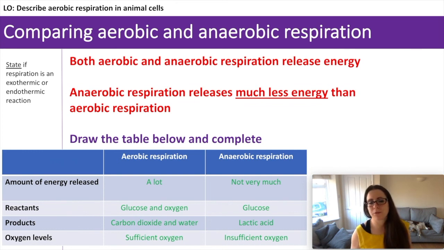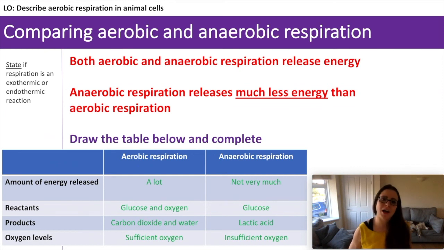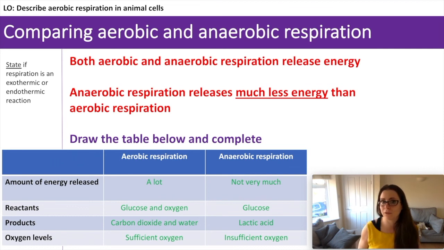So with aerobic respiration, we release a lot of energy. Reactants are glucose and oxygen, and the products are carbon dioxide and water. This occurs when there is sufficient, enough oxygen. To compare, anaerobic respiration doesn't release anywhere near as much energy. If you want to look at it in terms of ATP that's released for A-level, feel free to go and look at the amount of ATP associated with these two biological pathways.